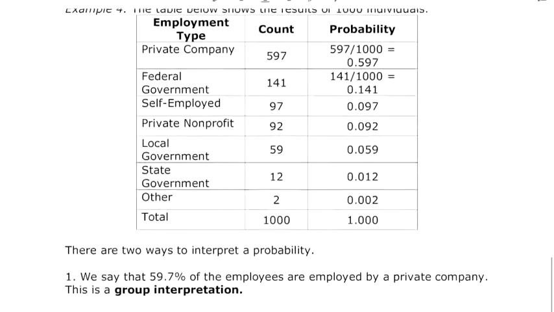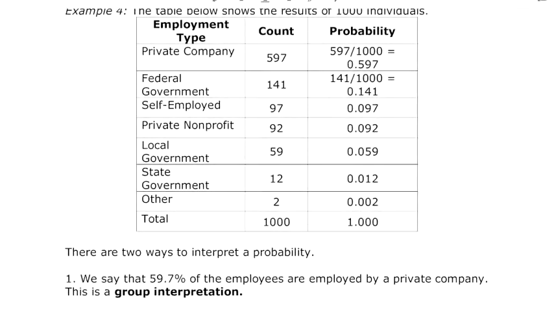So now we're going to look at the way to interpret these. The first thing I could do, we're going to focus on the private company. The first way I could interpret the probability is to say that 59.7% of the employees in this group are employed by a private company. This is called the group interpretation because you're looking specifically at this group of people. What percent of this group had that occupation?